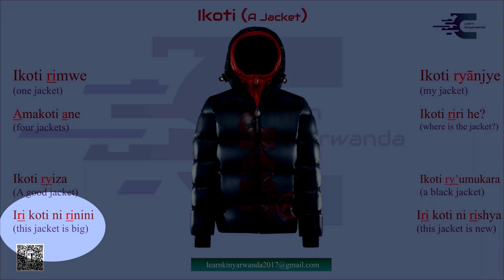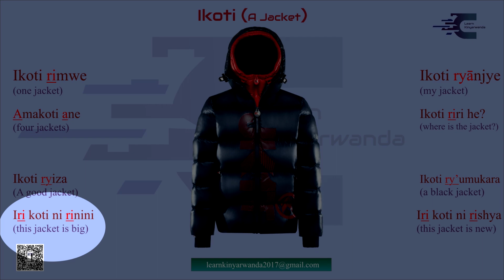Okay. You can also want to further describe your jacket and maybe say how big or small it is. Big, that would be nini. If we modify it, as you can see, we've got ri. So we can describe a big jacket as iri koti ni rinini. So in this sentence, we are saying this jacket is big.